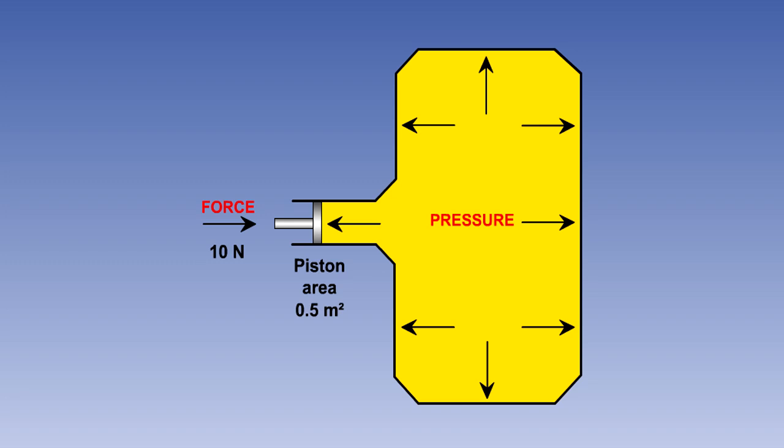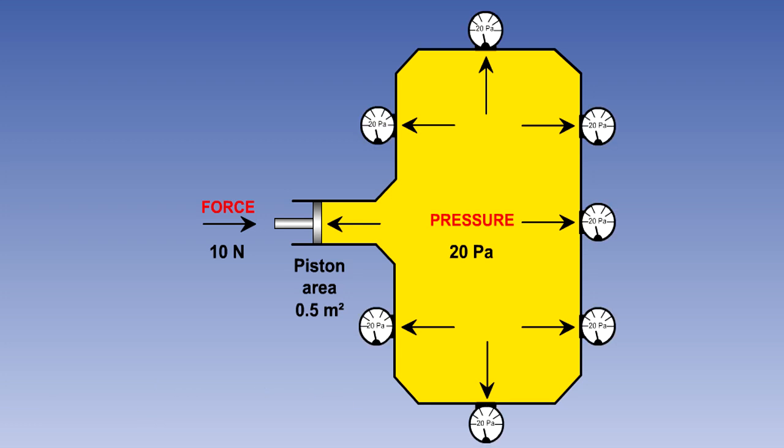If in the diagram the force applied is 10 newtons and the area of the piston is 0.5 square metres, then the pressure will be 10 divided by 0.5, which equals 20 newtons per square metre, or of course 20 pascals. That pressure will be the same in all areas of the liquid.